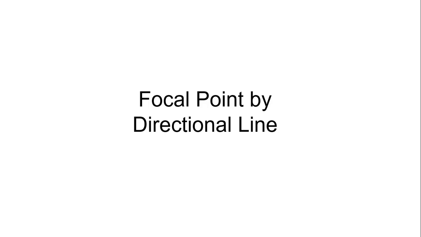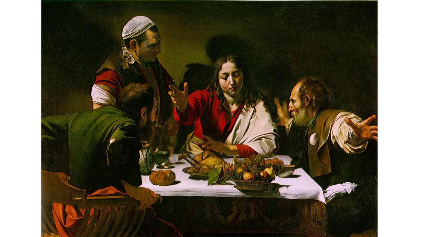The next one is focal point by bidirectional line. You know the types of line, right? We talked about actual, psychic, implied. How do you use those to get people where you want them to go? Well, this is called The Supper at Emmaus by the artist Caravaggio, painted in the Baroque period. He would be a contemporary of Rembrandt.